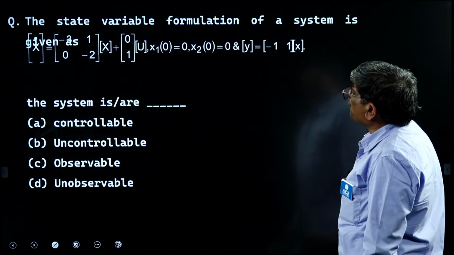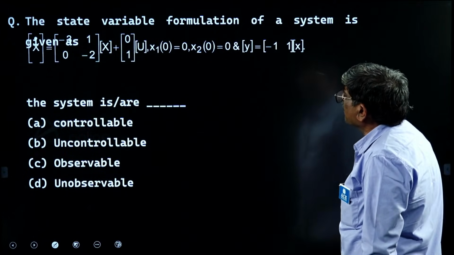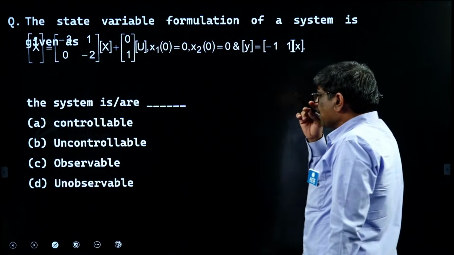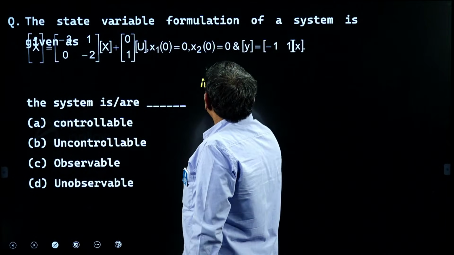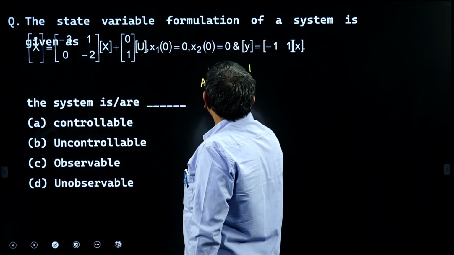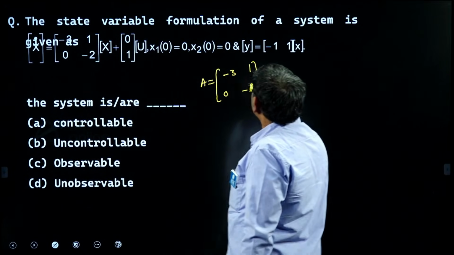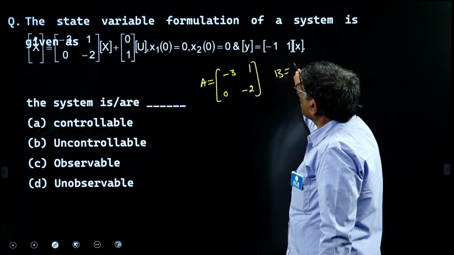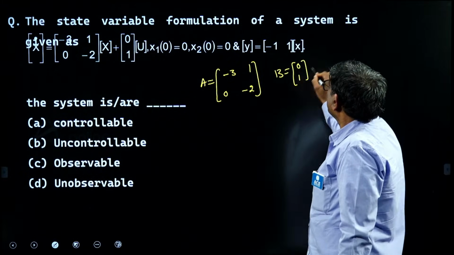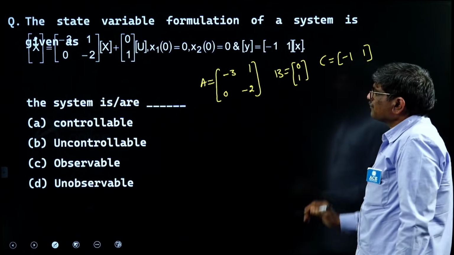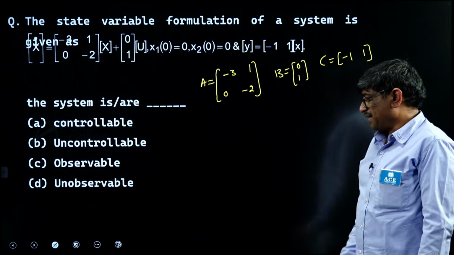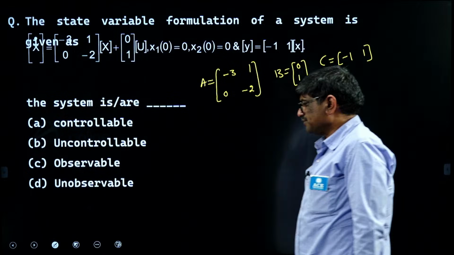A state variable formulation of the system is given, asking controllability and observability. So what is the A matrix given? -3, 1, 0, -2. B matrix given 0, 1. C matrix given -1, 1. Check the controllability and observability. Come on, do it.